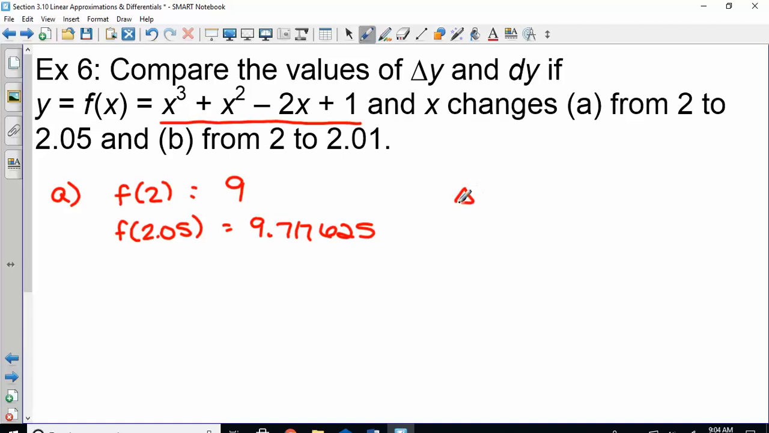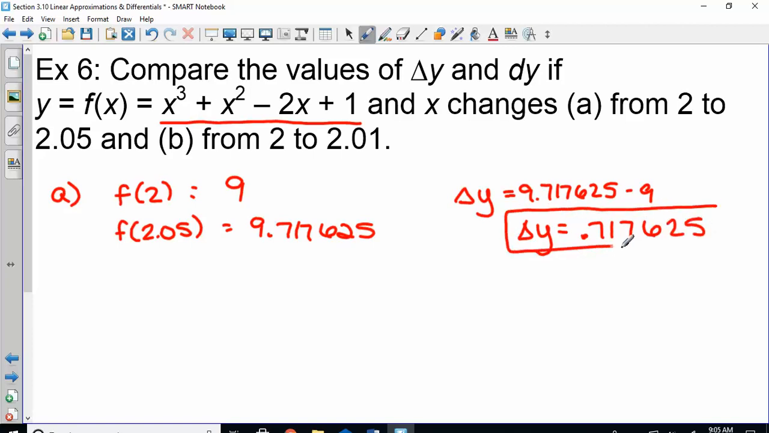So, how do you find the change in y? Subtract those 2 points. So the actual amount that y changed is positive 0.717625. So the actual amount that the y increased, and I know it's increased because it's positive. Change in y could be a negative, it just means your y value decreased. So we get this answer.